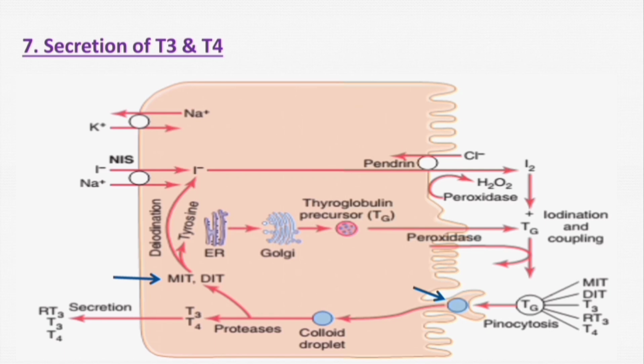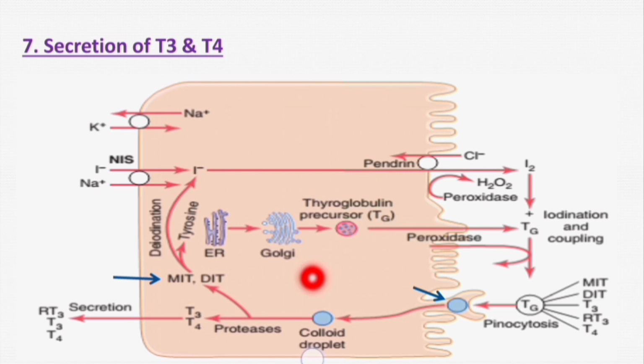The next step is secretion of hormones. Basically, it occurs by pinocytosis. From the apical side of the thyroid cell, a pinocytic vesicle projects. There is a pinocytic extension, a pseudopod is formed, and then it engulfs some part of the colloid, and this colloid contains thyroglobulin. In this way a pinocytic vesicle is formed and it comes into the cytoplasm of the thyroid cell. A colloid droplet is formed, as you can see here.